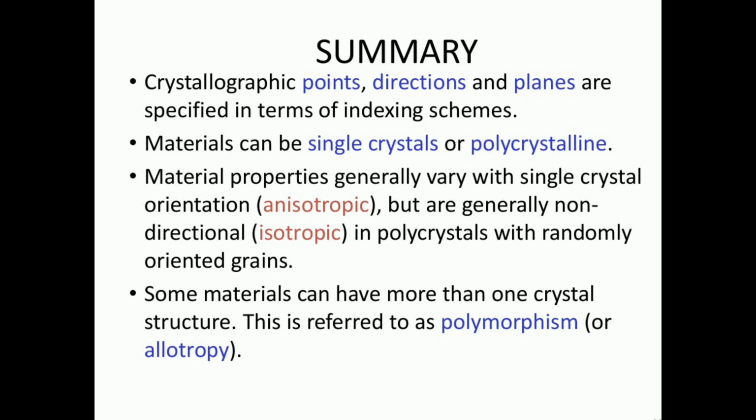So single crystals are oriented, anisotropic, and polycrystals are isotropic. Polycrystals are randomly oriented in grains. Some materials can have more than one crystal structure, which is referred to as polymorphism or allotropy. So this is a summary of the indices.